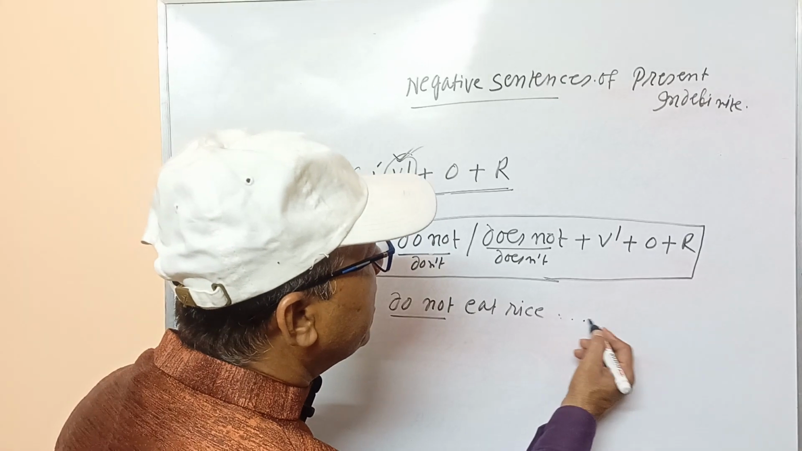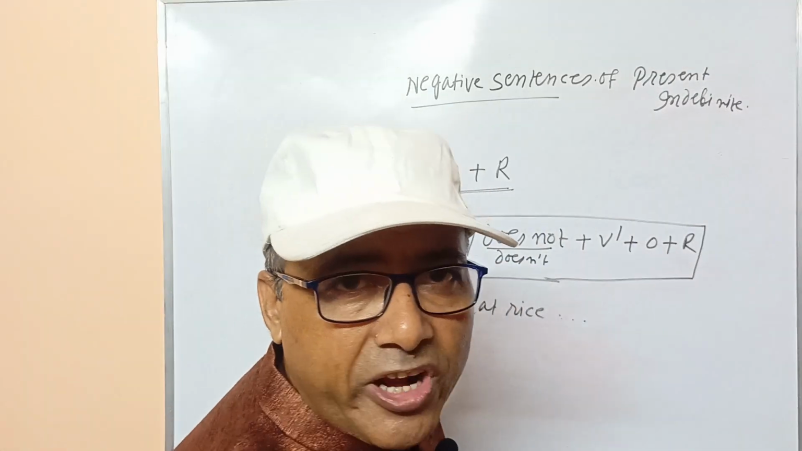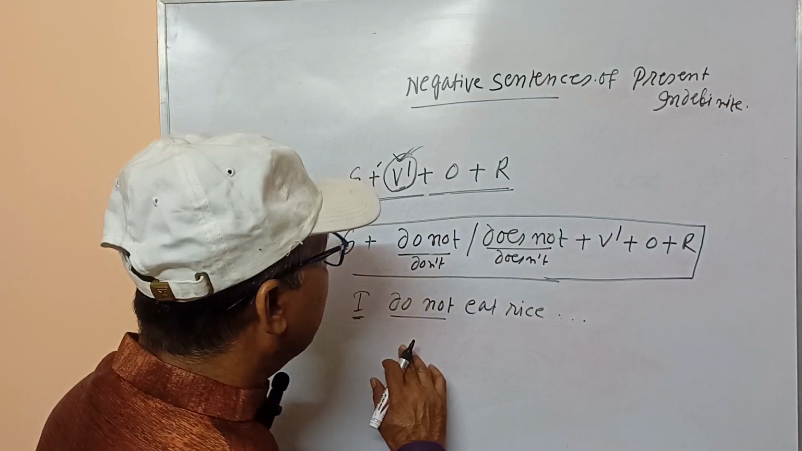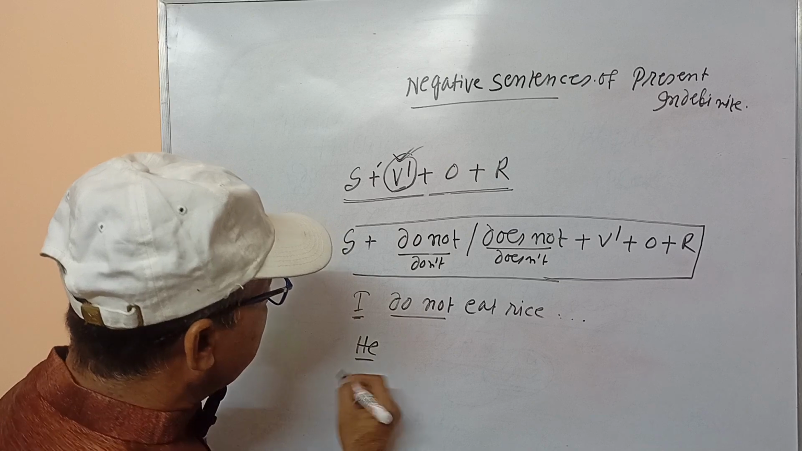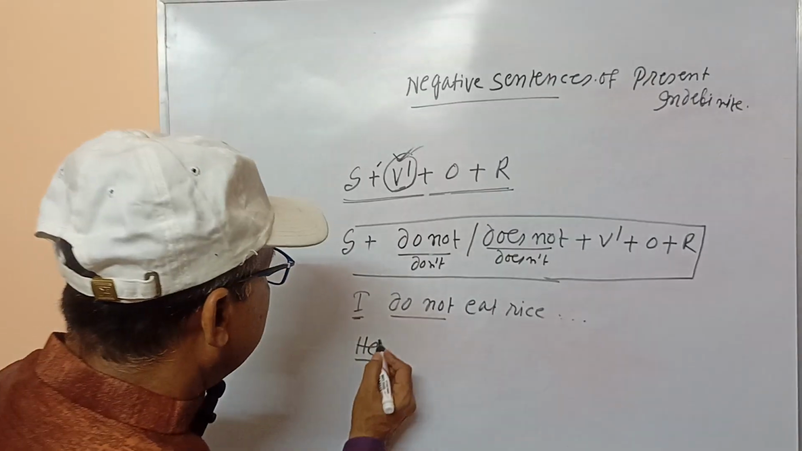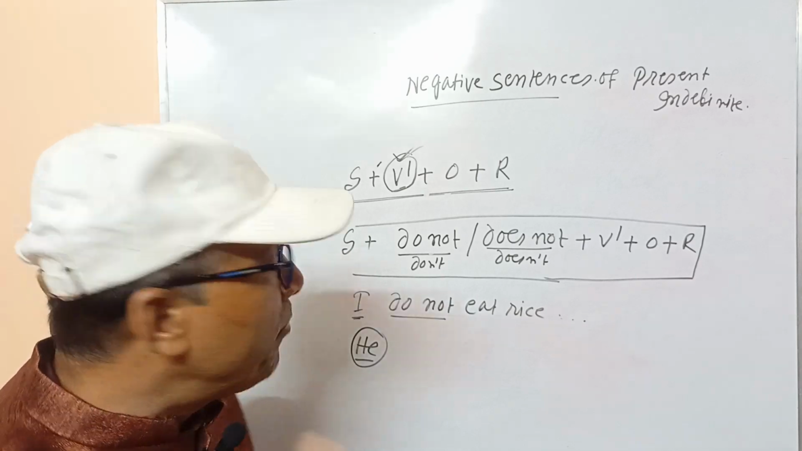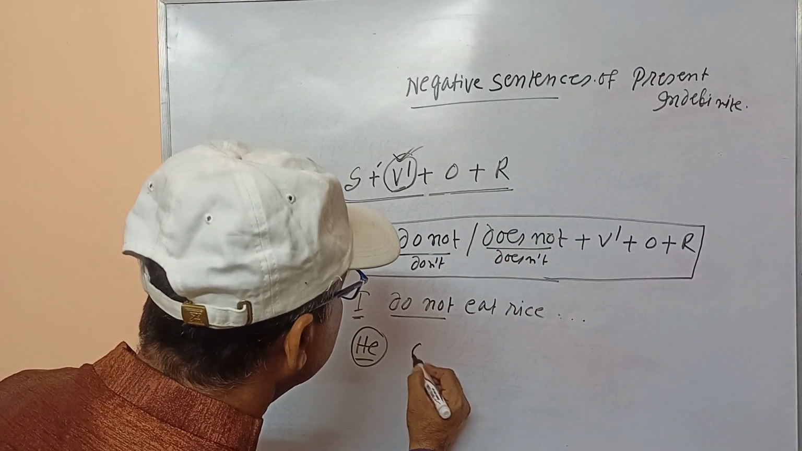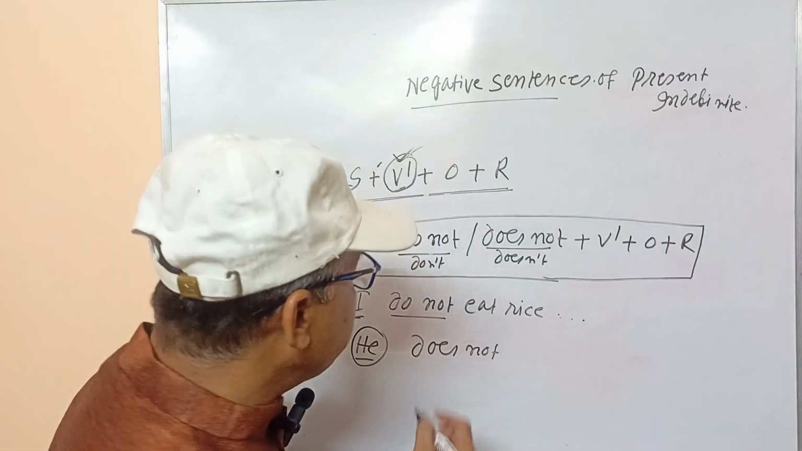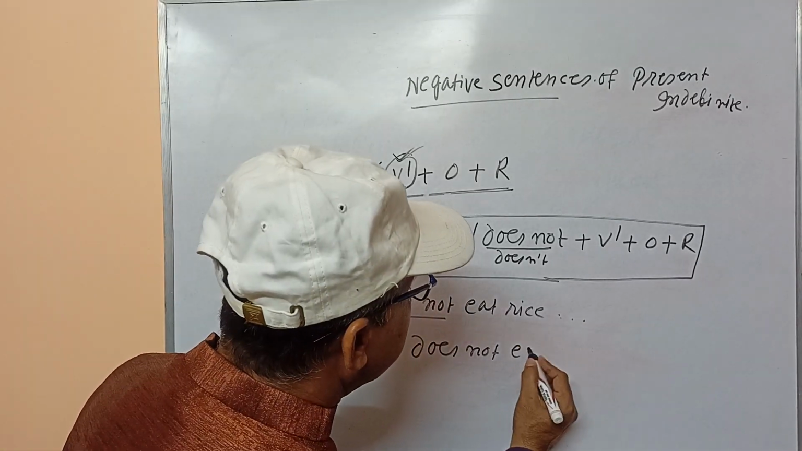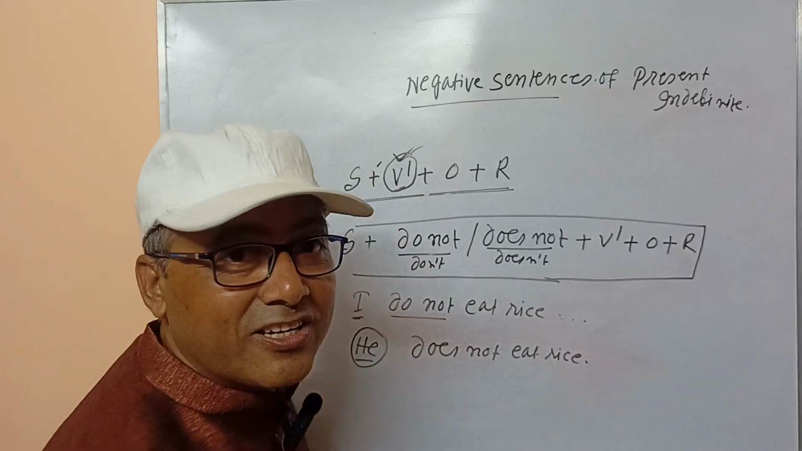And if you want to increase, you can increase your sentence: I do not eat rice in the morning. Suppose see, he, this is third person singular number. So in case of third person singular number, I should use does not. He does not, or doesn't, you can say. He does not eat rice.